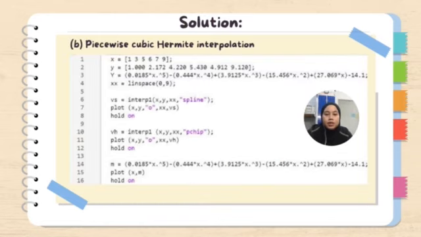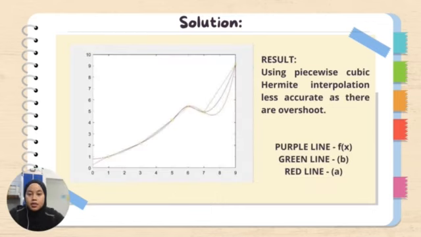This is the solution for piecewise cubic Hermite interpolation. We use this code when running MATLAB. This is the graph, which shows a purple line as fs, a green line as b, and a red line as a. With that graph, the result is that piecewise cubic Hermite interpolation is accurate, as it avoids the overshoot.